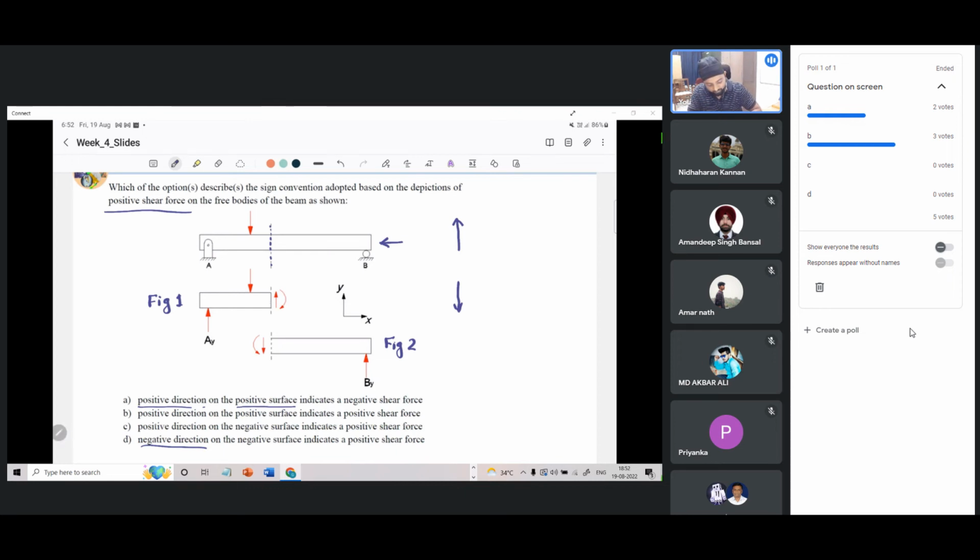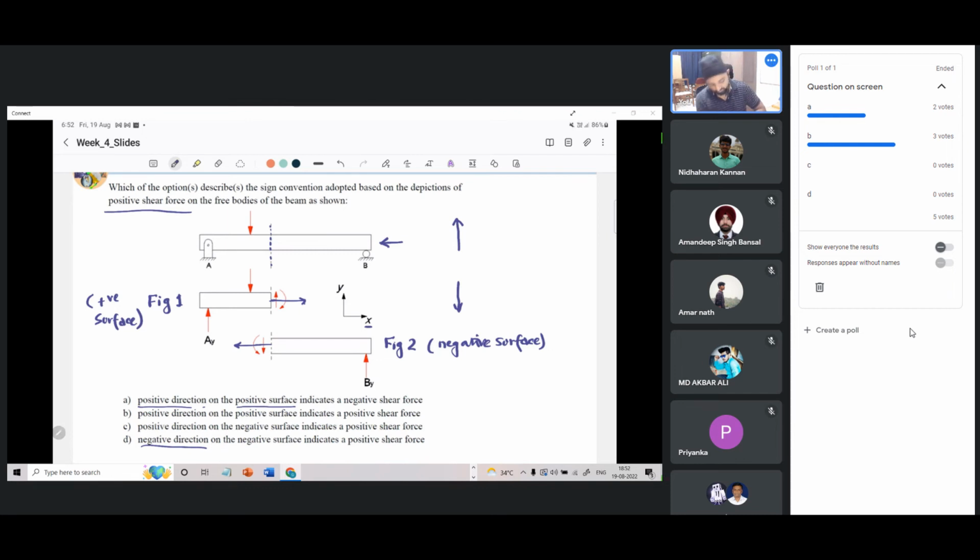For this surface, outer normal is like that. For this surface, outer normal is like this. Which would represent the positive surface? This outer normal coincides with the positive x direction. So this is the positive surface. Subsequently, this is the negative surface. Okay, we have identified which are the surfaces.